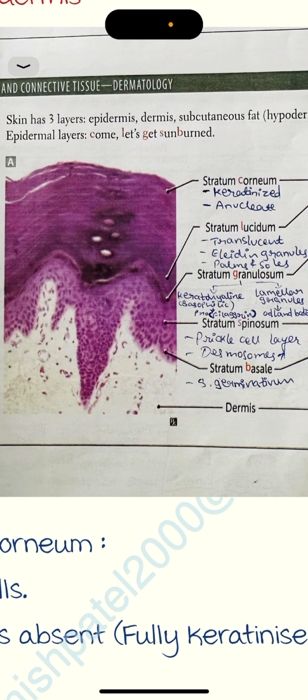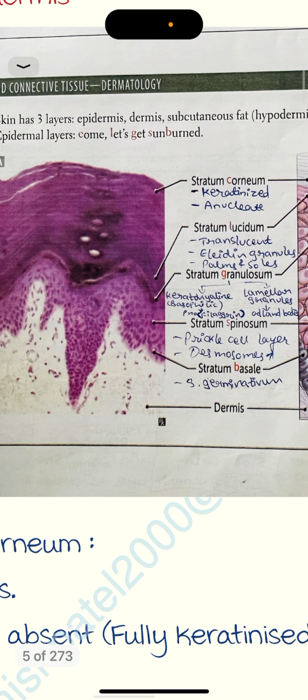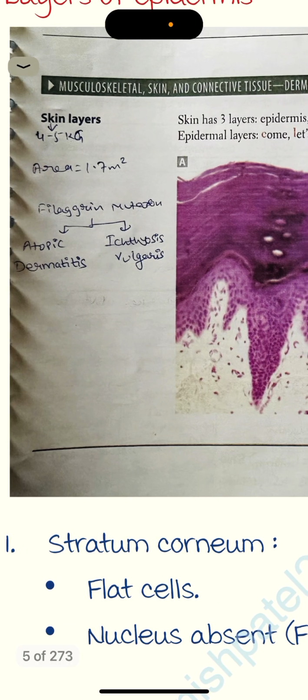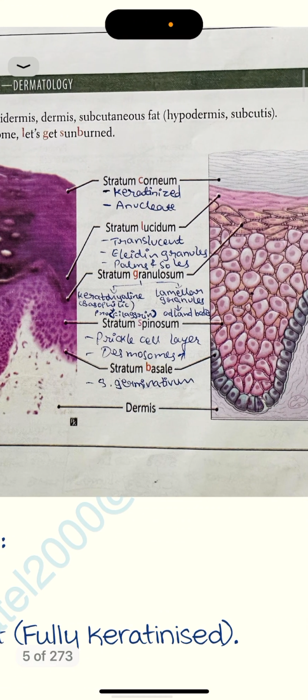Second is stratum lucidum, which is translucent, and the translucency is provided by the eleidin granules, and it is present in palms and soles only. Stratum granulosum is the next layer, which contains keratohyalin and lamellar granules. Keratohyalin is basophilic in nature and it contains filaggrin. And this filaggrin mutation is responsible for atopic dermatitis and ichthyosis vulgaris.